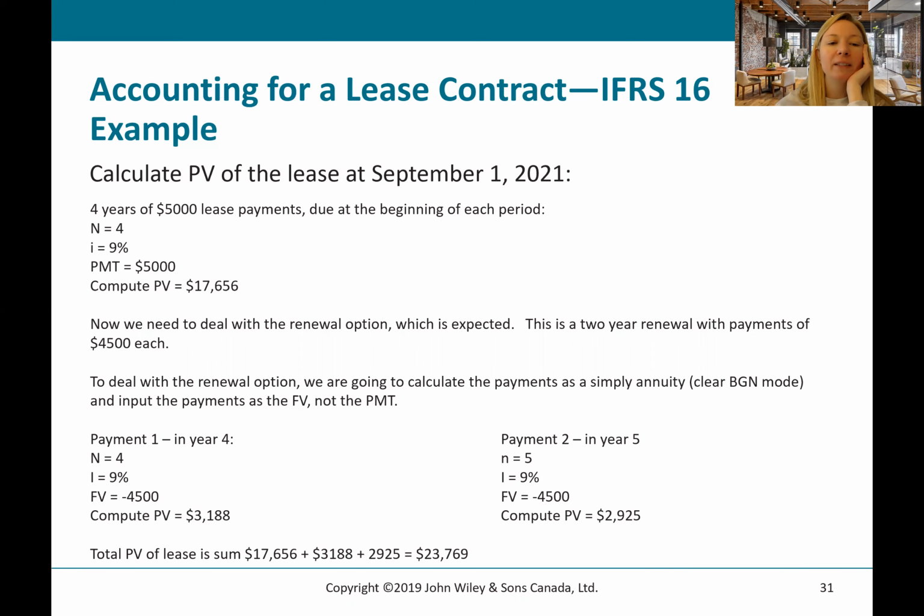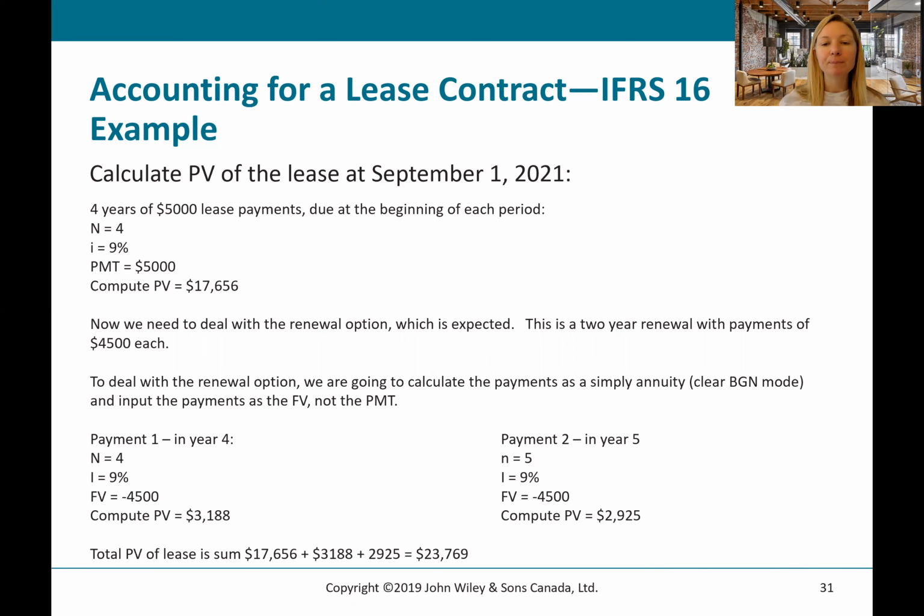So the way that we're putting this in is we're going to say the payment in year 4 for the renewal period, we're going to say N is 4 because, again, it's at the beginning of the period. I is 9, and the future value is negative $4,500 because it's a payment. And when we compute the present value of that, we're going to get $3,188. And a good way of gut checking this is that you know the present value is always going to be less than the face value.